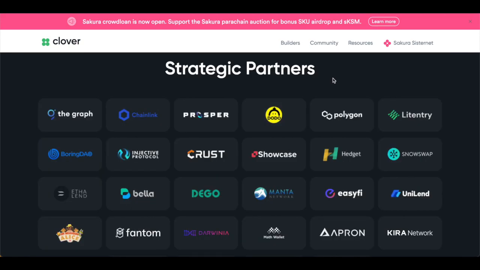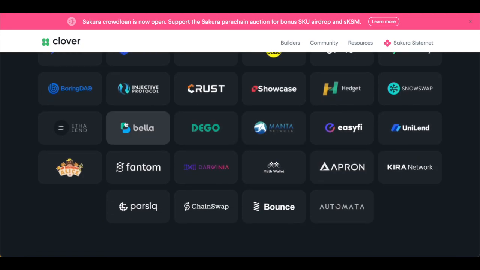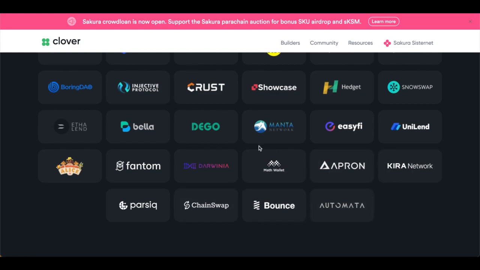Absolutely brilliant. Now they have a list of strategic partners, from The Graph to Chainlink. They've got Rust, Litentry, some brilliant partners. Digo, Bello, the list continues. Phantom is brilliant as well. ChainSwap, Bounce. The list goes on, and it's absolutely brilliant.